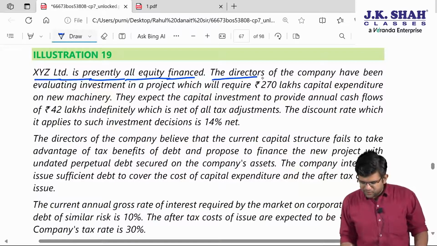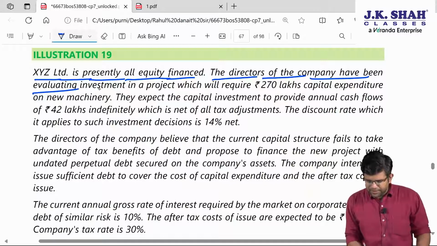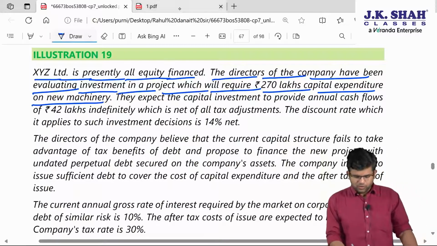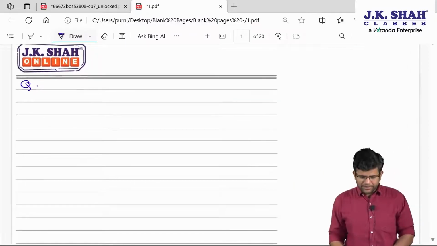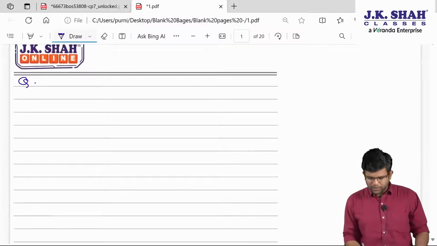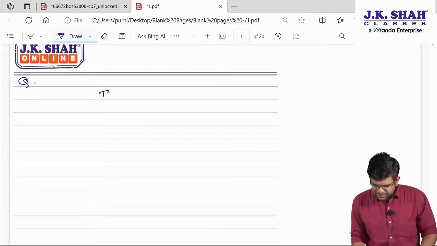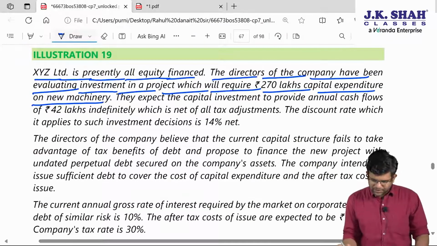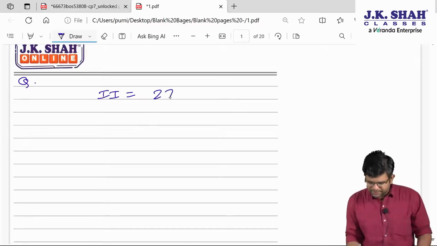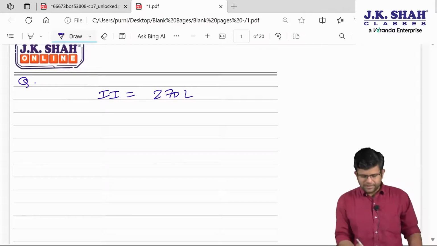The directors of the company have been evaluating investment in a project that will require 270 lakh capital expenditure on new machinery. So students, basically there is a project which is being evaluated, and in that project, do you realize that the initial investment that is required is how much? 270 lakhs. Everyone clear till here?